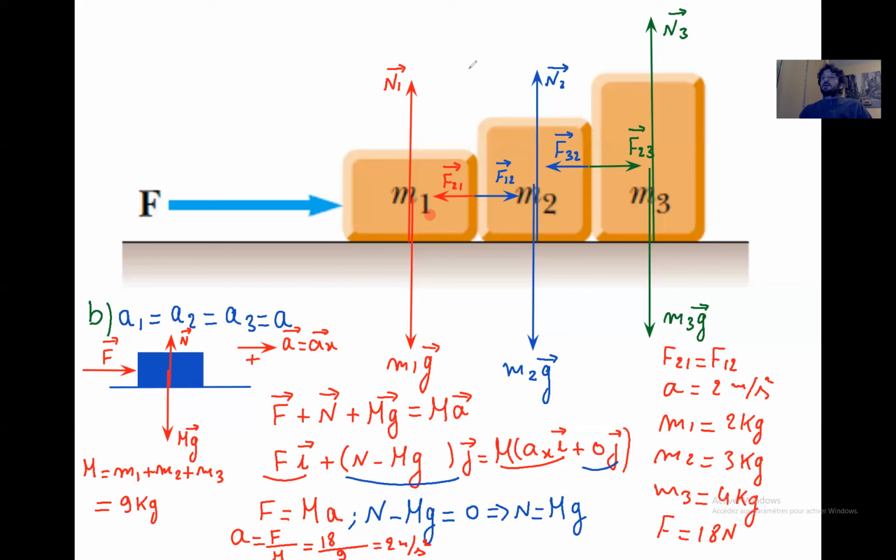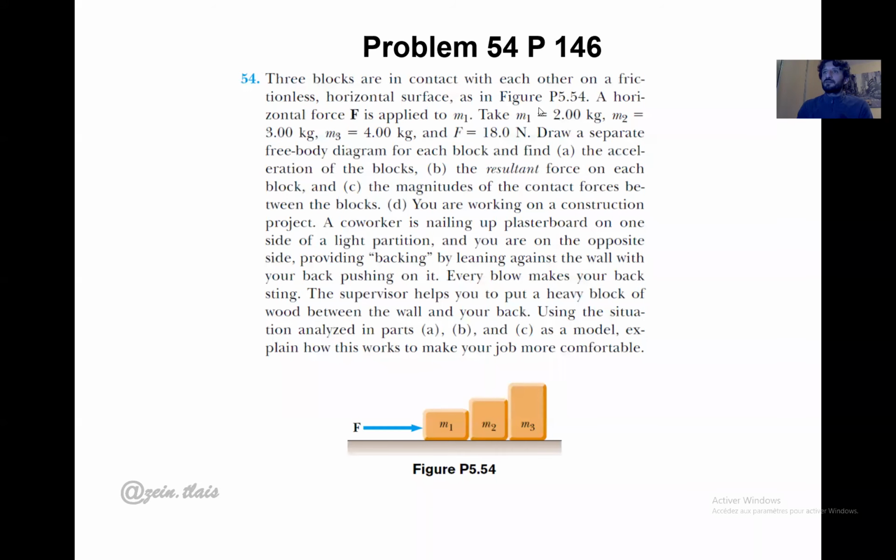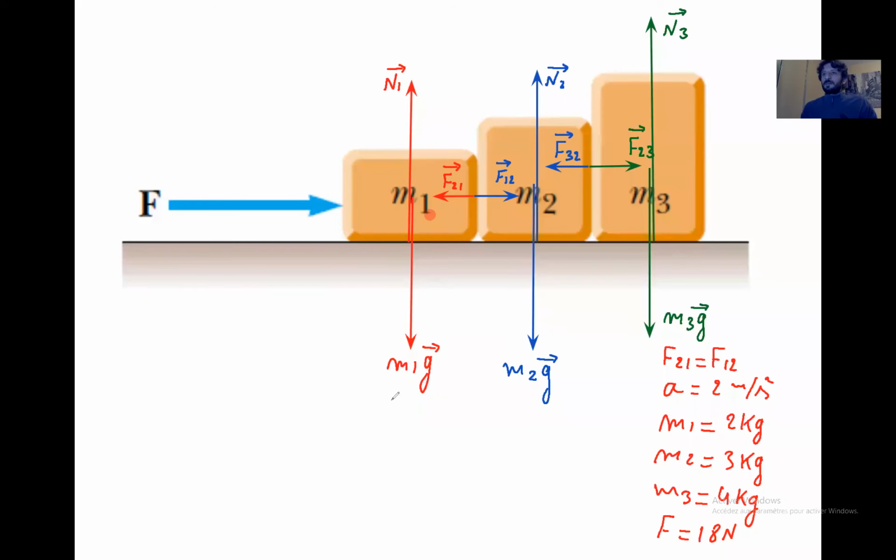Now I can erase. B: we have to calculate the resultant force on each block, the total F applied on each block. So we have to take each object. Let's take, first of all, M1.